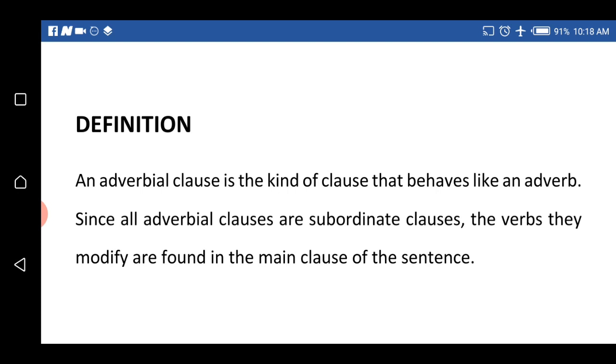Since all adverbial clauses are subordinate clauses, that is, the helping clauses, the verbs they modify are found in the main clause of the sentence.